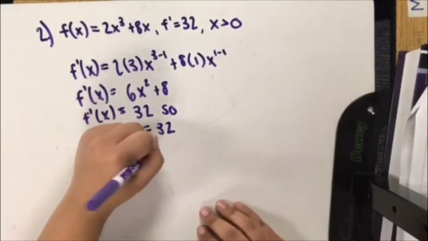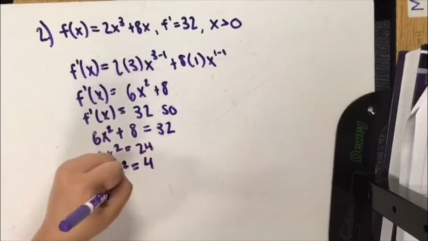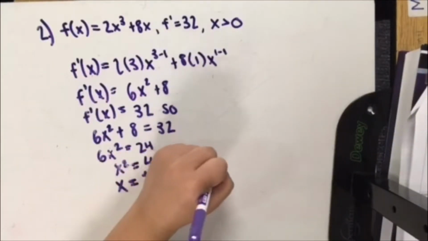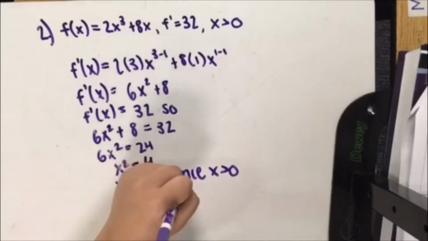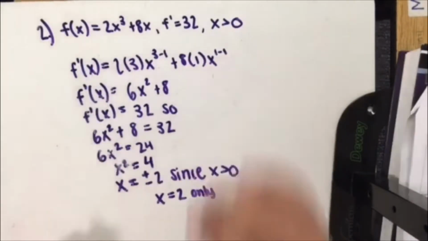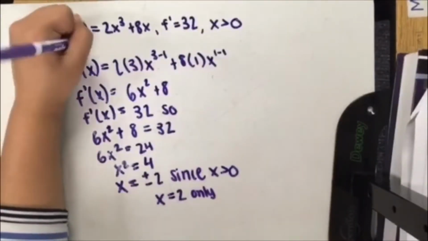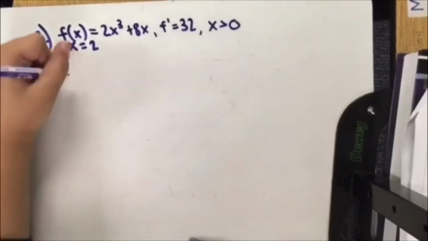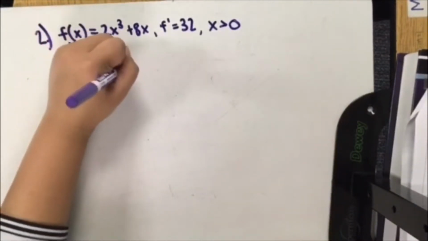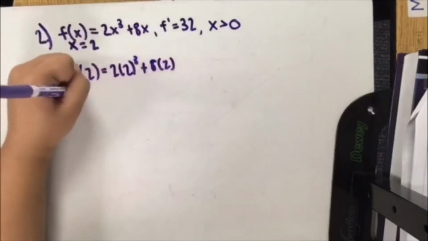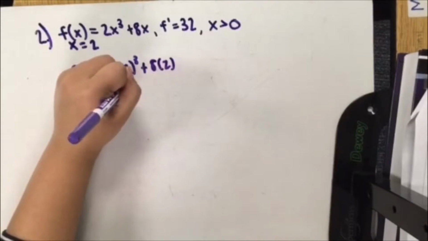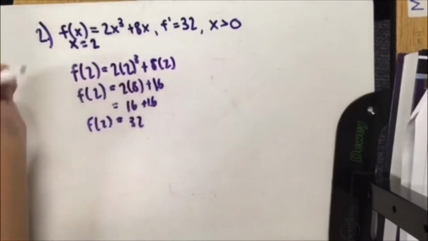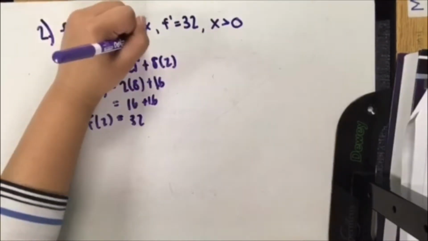So f prime is 32, and that means that 6x squared plus 8 equals 32. Then we solve for x and we get x equals plus or minus 2, and since x is greater than 0, x equals 2 only. And then I'm just going to write x equals 2 on the top and erase that. So f of 2, I'm going to plug 2 into the original function, and that's 2 times 2 cubed plus 8 times 2, which equals 32. And I'm just going to write that on the top.